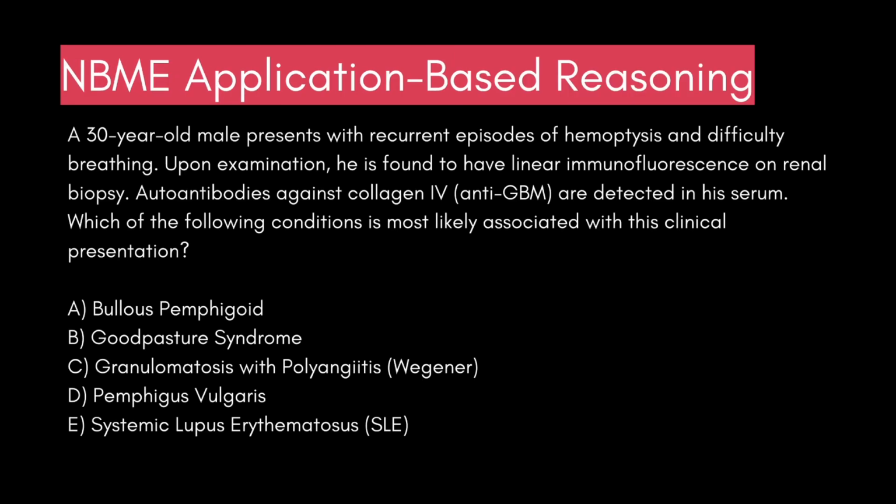We have a 30-year-old male who presents with recurrent episodes of hemoptysis and difficulty breathing. Upon examination, he is found to have linear immunofluorescence on renal biopsy. Autoantibodies against collagen 4, anti-GBM, are detected in his serum. Which of the following conditions is most likely associated with this clinical presentation?